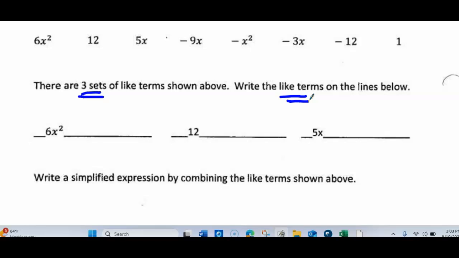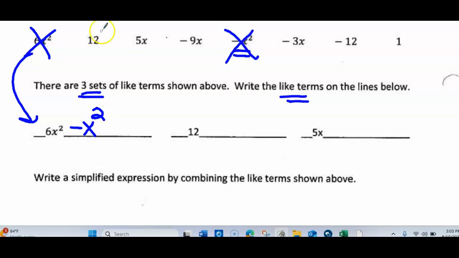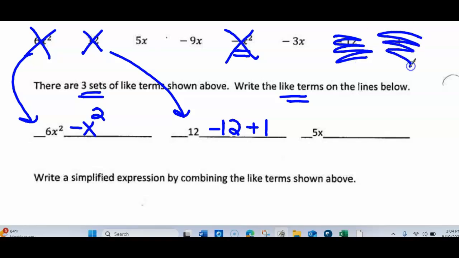So right here is 6x squared, which is written here. So the other like term would be -x squared. And that's it. I'm going to cross that off. 12 is right here, which is there. With 12, we're going to put -12. And then I'm going to put +1 because that's -12 and this is +1.